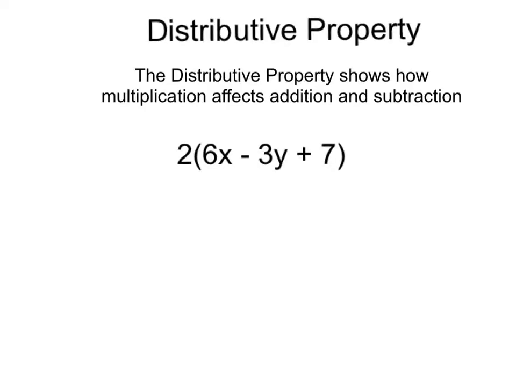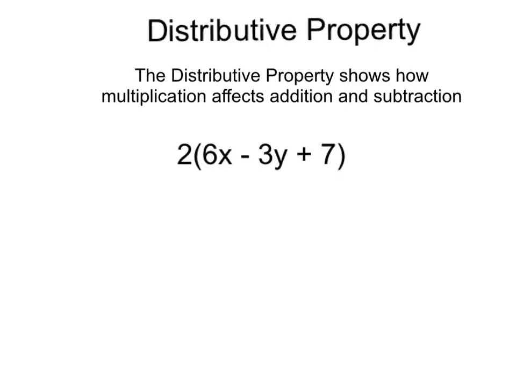First, let's talk about the distributive property. The distributive property shows how multiplication affects addition and subtraction. So what you're doing is you're distributing whatever's on the outside of the parentheses to all the numbers that are inside the parentheses. Think of it like dealing cards.